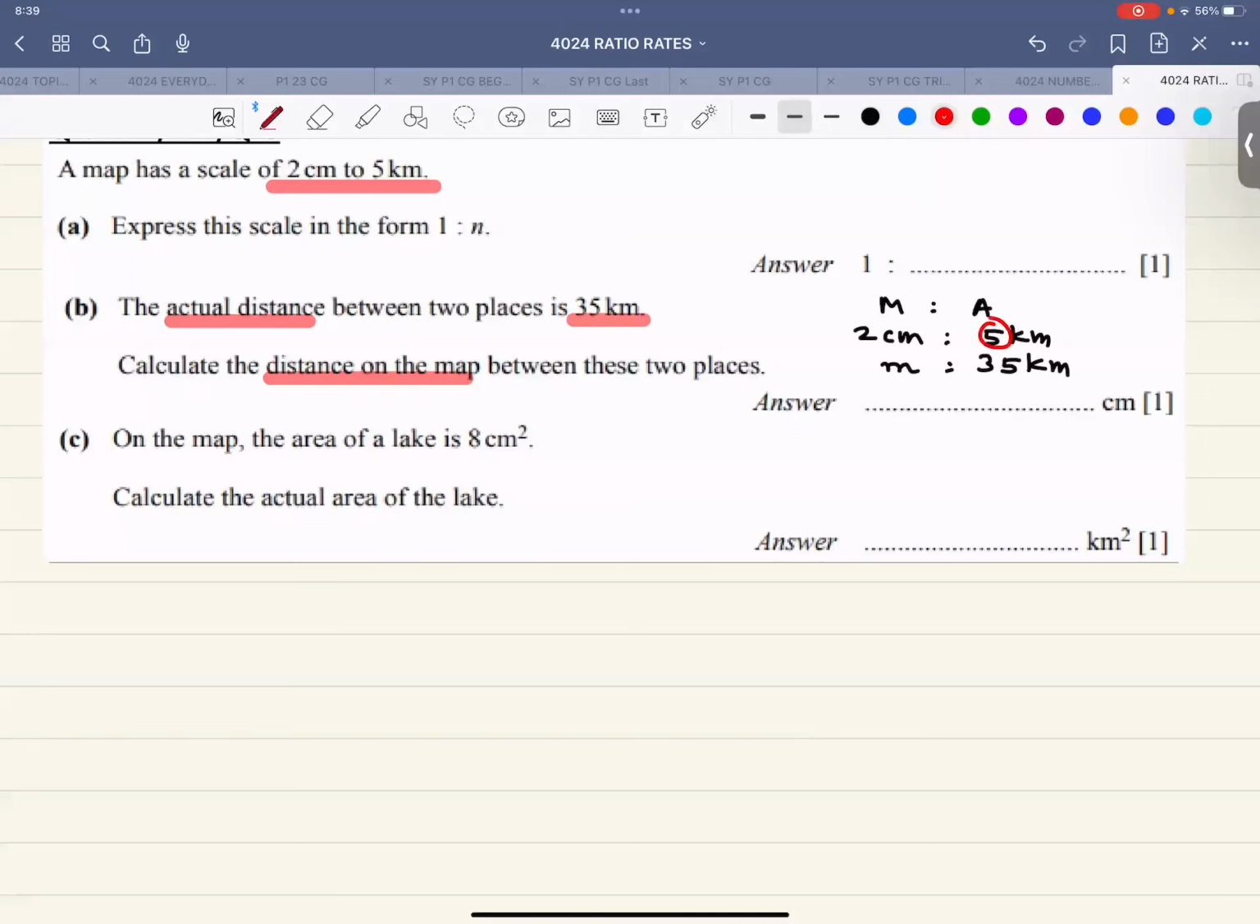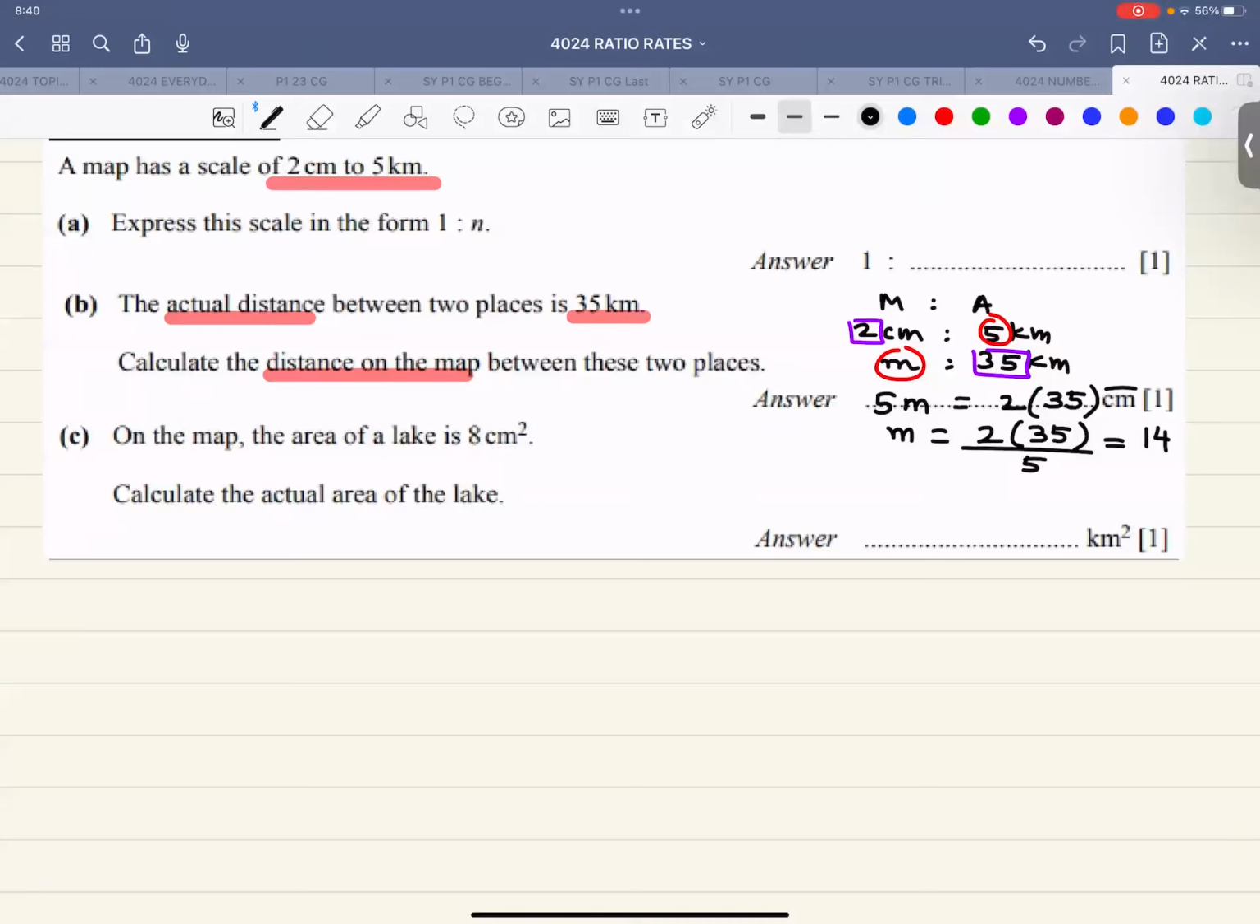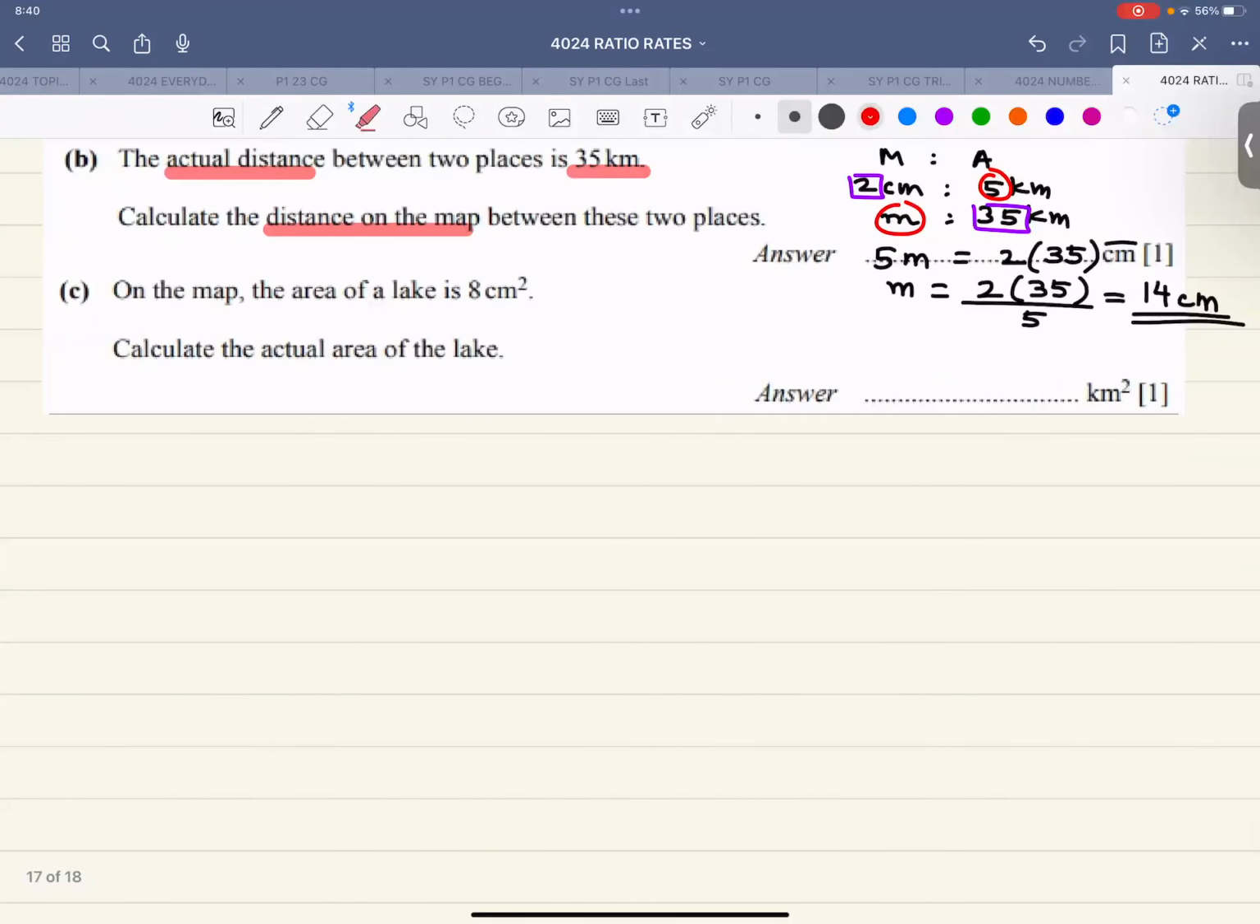So all we do is cross multiply. These 2 multiply out. These 2 multiply out. So therefore, m into 5 is 2 into 35. Therefore, m is 2 into 35 divided by 5. 5 ones are 5, 5 sevens are 35, so 2 into 7 is 14. And that unit over here is centimeters. So that is 14 centimeters on the map. That's pretty basic. Now let's focus on the third part.